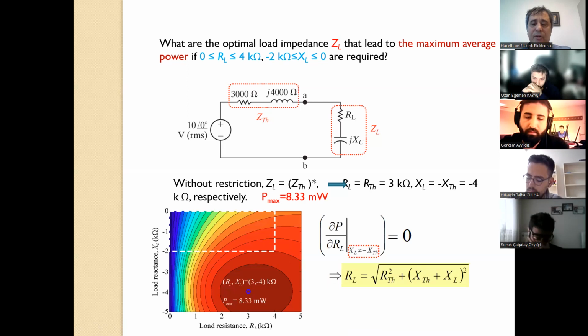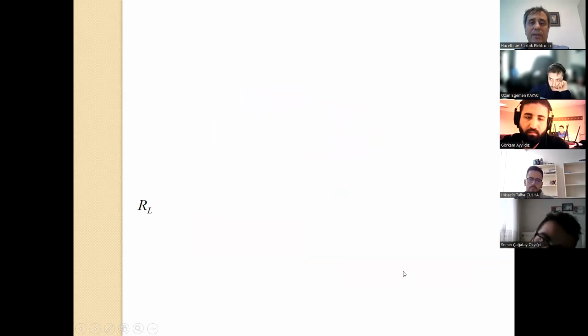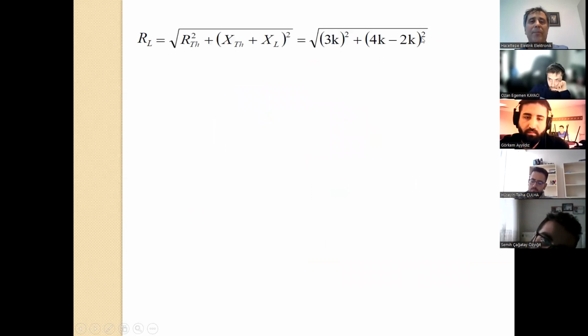What was the RL term for this? RL should be the square root of RTH squared plus (XTH plus XL) squared. When there is no limit, this is going to be 0. This reactive part of that square root will be 0, and then RL will be RTH. However, it's not the case for this one. Okay, let us see. Now I'm going to iterate that.